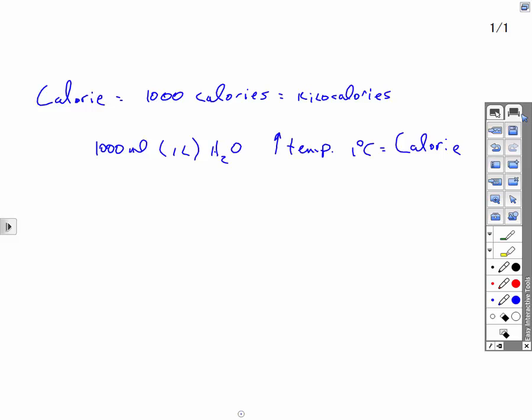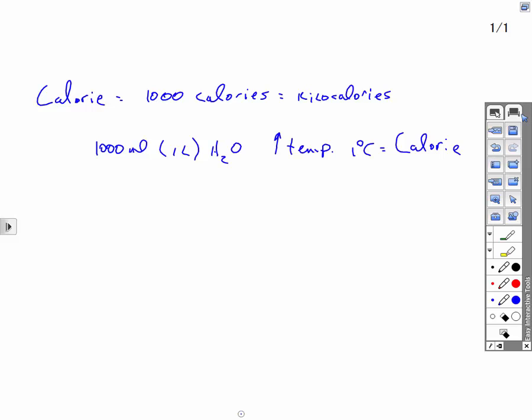Food is actually measured in capital C calories, but when you see it written, say on the side of a cereal box or whatever, it doesn't say that. It doesn't put a capital C. It just puts a small c. That's actually misleading. There's a lot more calories than what they're showing you there. So just so you know that.